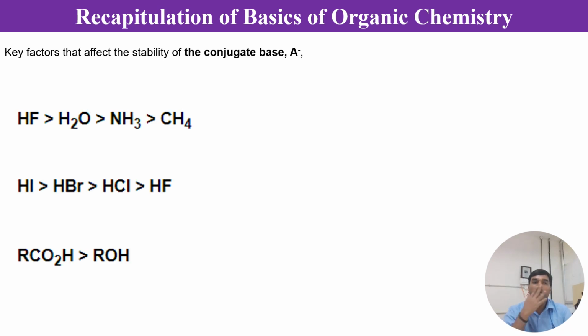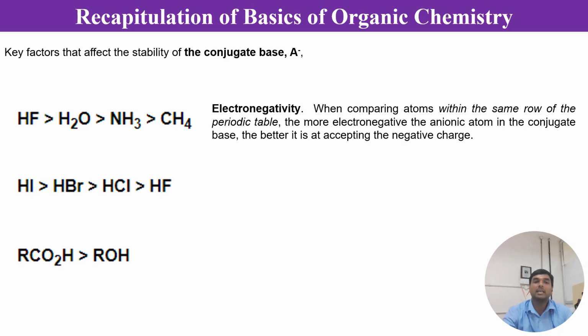So if we consider this case, hydrochloric acid is a stronger acid than water, than ammonia, than methane. That depends upon the fluorine, that electronegativity increases, and as a result you can have fluoride ions. Fluoride ions are better stabilized compared to oxide, nitrogen negative charge or carbon negative charge. So a more electronegative anionic atom in the conjugate base will be better at accepting the negative charge.